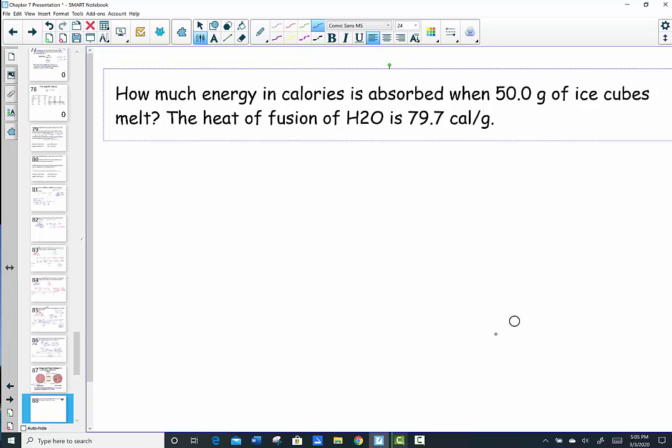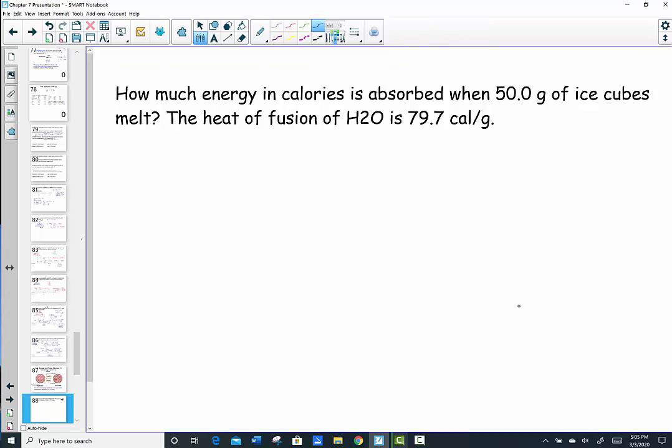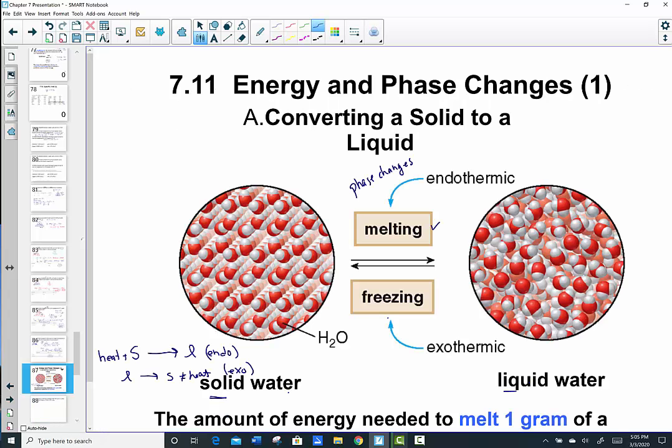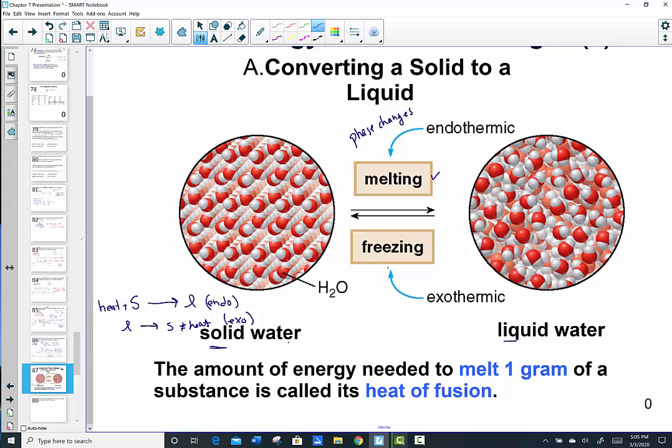How much energy in calories is absorbed when 50 grams of ice cubes melt? Now, the heat of fusion, did I define that? That's down here, sorry. Let me back up and make sure you got that in your notepad. The heat of fusion is defined as the amount of energy needed to melt 1 gram of a substance. I'm not warming it up, I'm not cooling it down, because melting points and boiling points are constant, but we're changing phase, and that's what the energy is being used for, the heat of fusion. How much energy is needed to melt 1 gram of any substance is known as its heat of fusion.